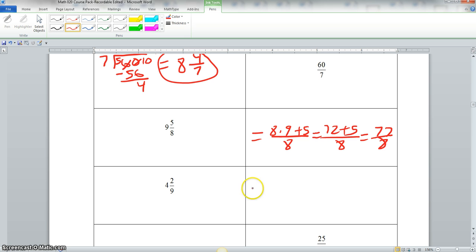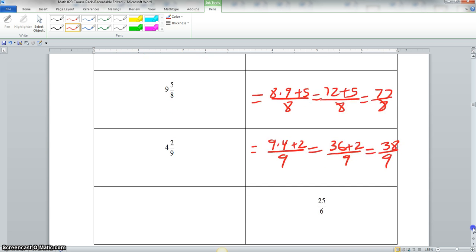Now 4 and 2 ninths. Our denominator would be 9. Our numerator would be 9 times 4 plus 2. Now 9 times 4 is 36 plus 2 over 9. 36 plus 2 is 38 all over 9. And that is the final answer.